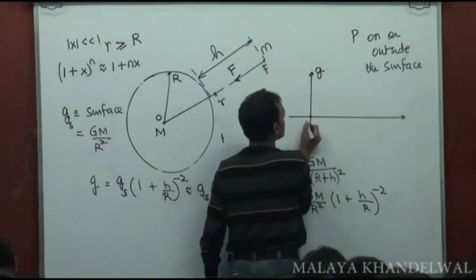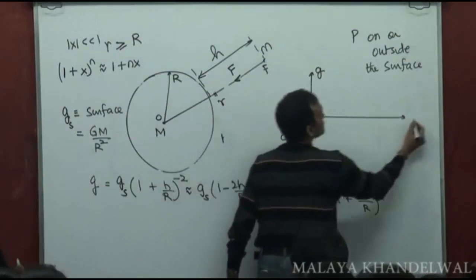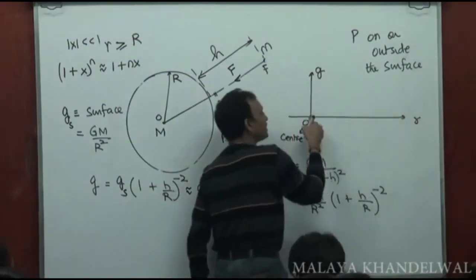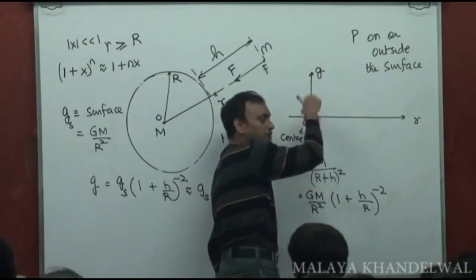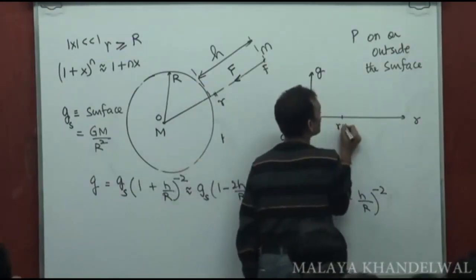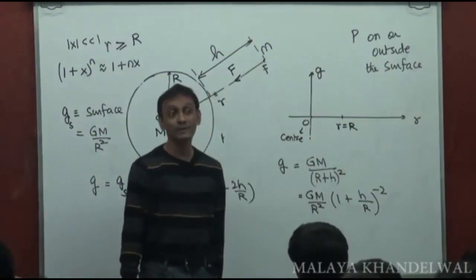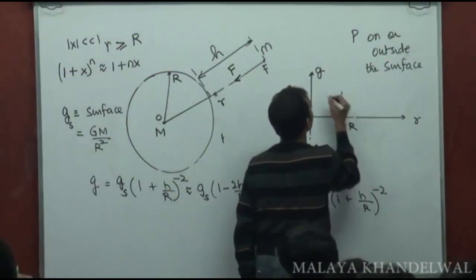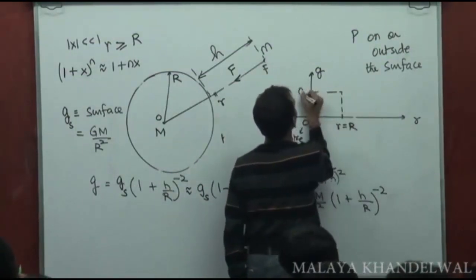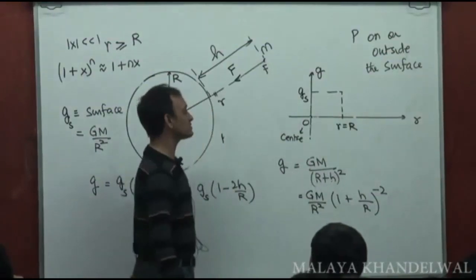Let's say this is the center O and this distance is R. Small r equal to 0 will mean the center of the earth, whereas small r equal to capital R will mean the surface of the earth. On the surface, let's say the value of g is gs.